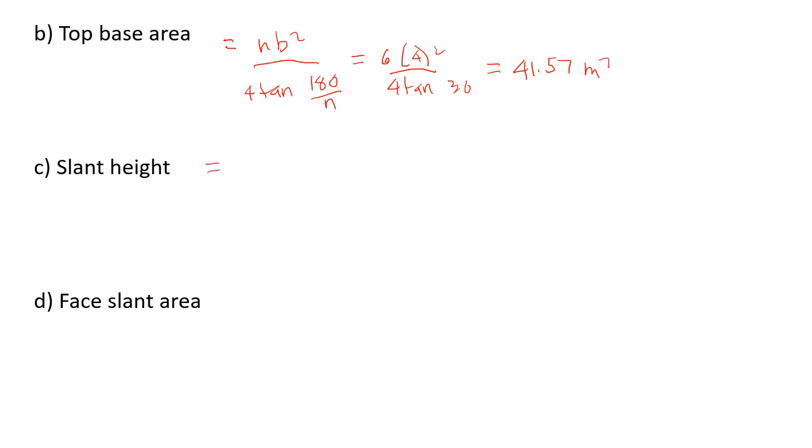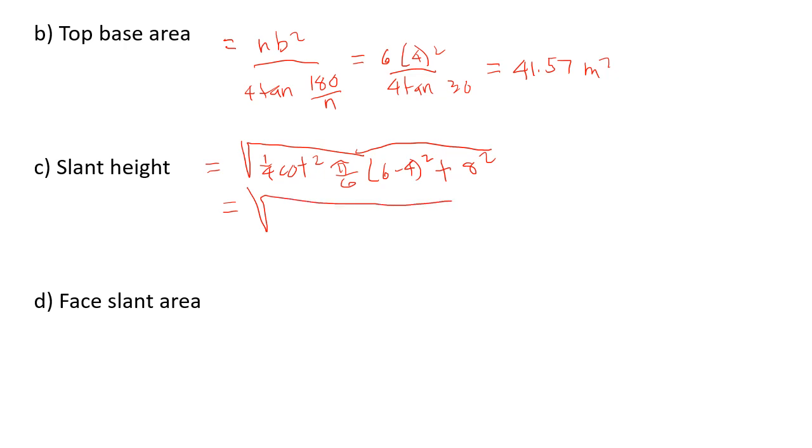Slant height is equivalent to the square root of 1/4 cotangent squared of pi over 6 times (6 minus 4) squared plus h squared, equivalent to the square root of 1/4 times 0.523 squared times 2 squared plus 64. So it's equivalent to 8.017 meters.